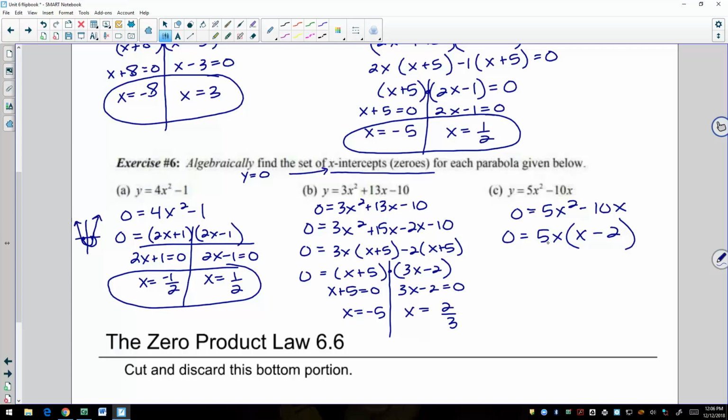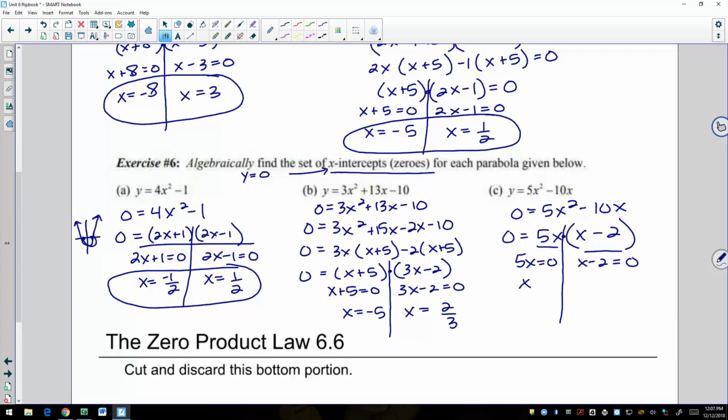Here's where you're going to draw your t-chart where the multiplication is happening between your two terms. So your first term is 5x, your second term is x minus 2. Here's the multiplication. So you're going to draw your t-chart there, set them both equal to 0, and you get x alone.